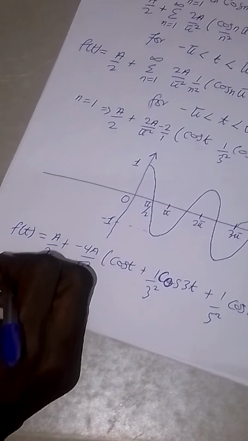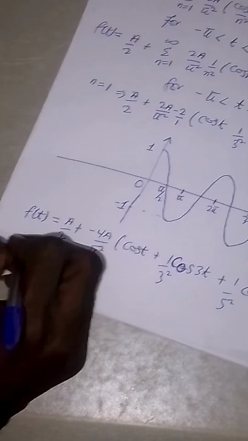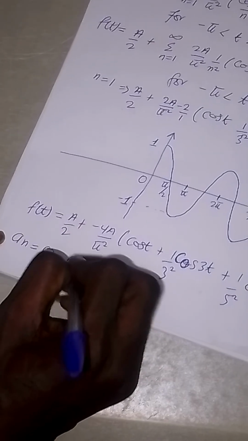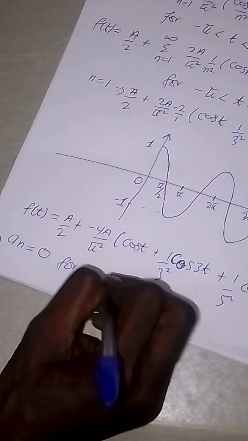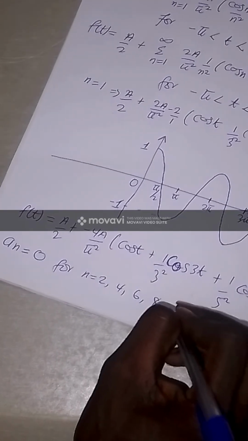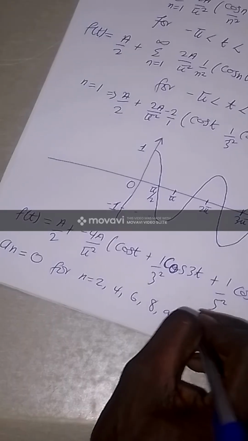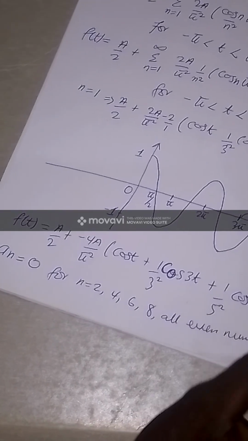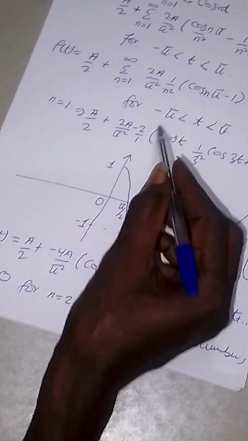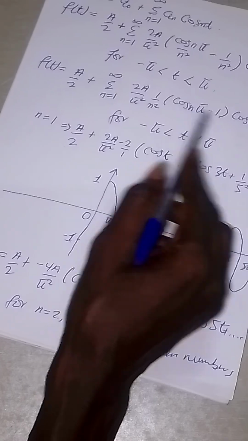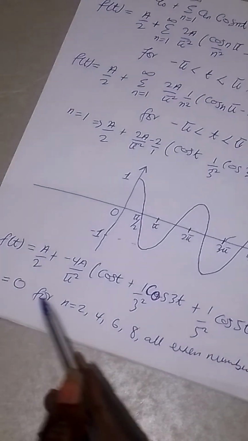So now you can see that an is equal to 0 for n equals 2, 4, 6, 8. That's all even numbers. Because you see that whenever I put an even number, 2 and 4, inside, I was getting 0. So an is equal to 0 for that.